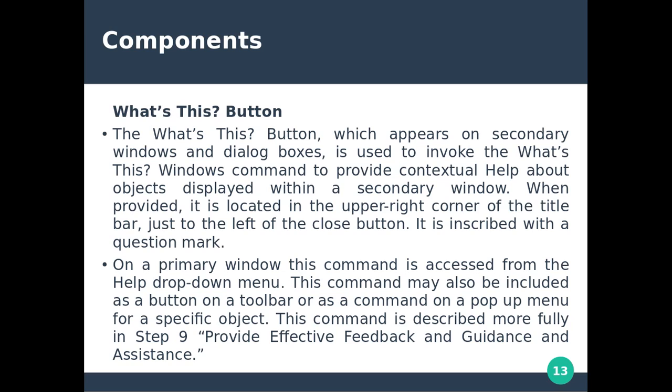On a primary window, this command is accessed from the help drop down menu. This command may also be included as a button on a toolbar or as a command on a pop-up menu for a specific object. This command is described more fully in step 9. Provide effective feedback, guidance and assistance. This is what the what's this button looks like, a question mark.